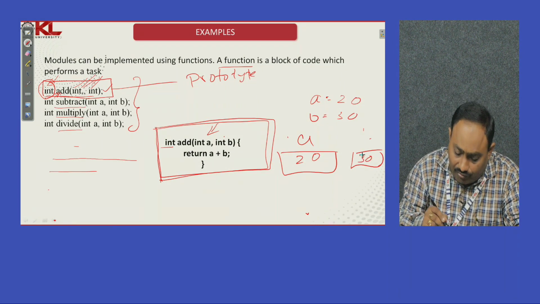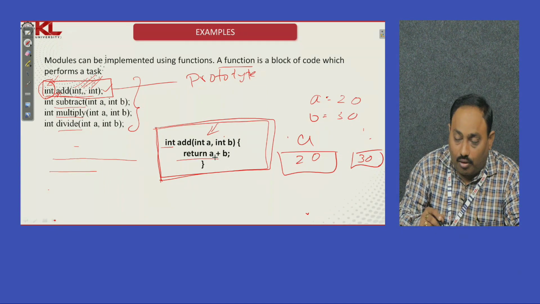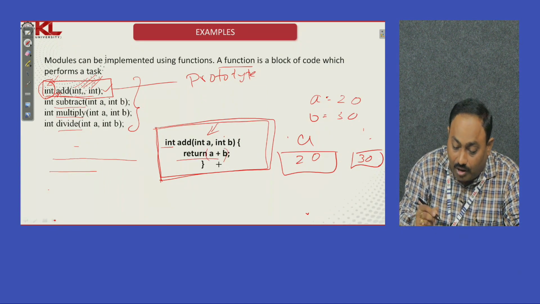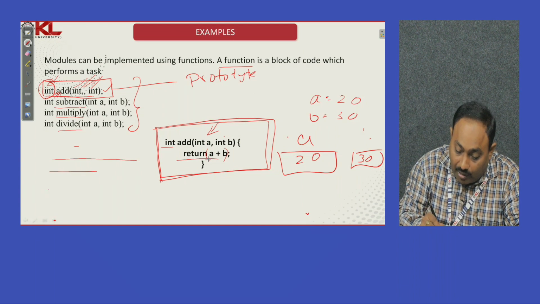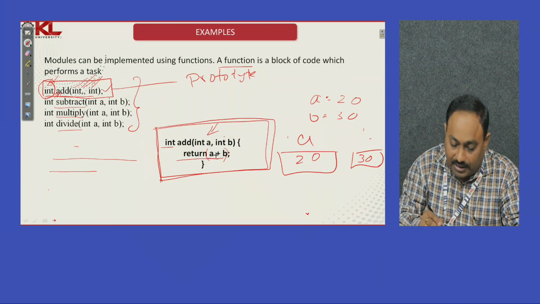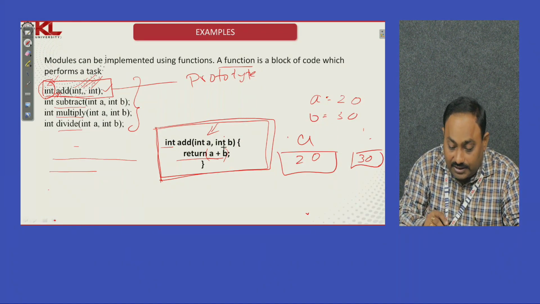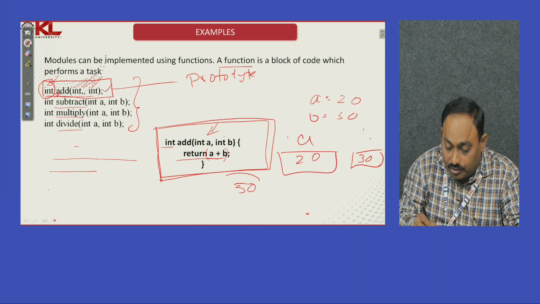Now in this function, I am defining the task. What is the task? A plus b. I want to do a plus b because I want to perform addition. So a plus b means 20 plus 33. Return means once the addition is completed, this function returns 53 as output.